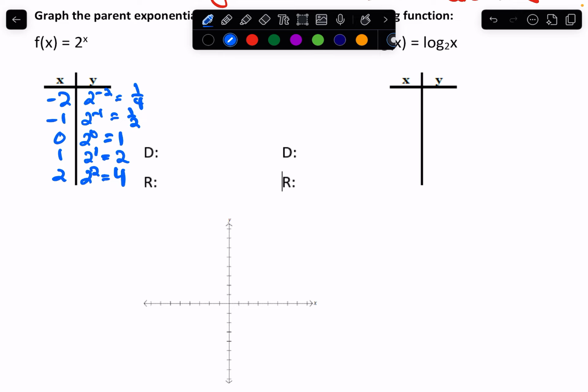Okay, so if we graph f of x equals 2 to the power of x, it's going to look like this: 2 and 1, 2, 3, 4 here. And then it keeps going down here. So our f of x, 2 to the power of x, looks something like this.